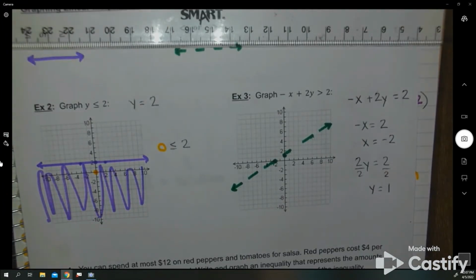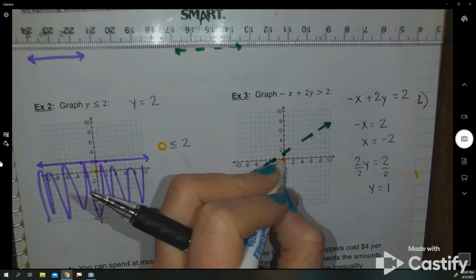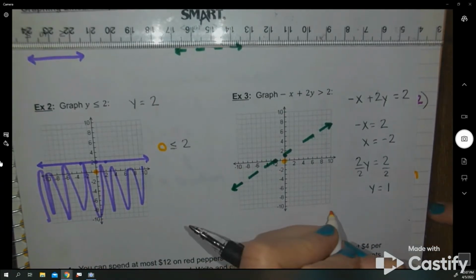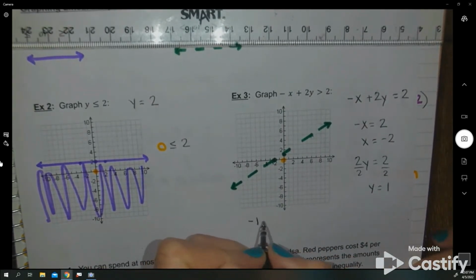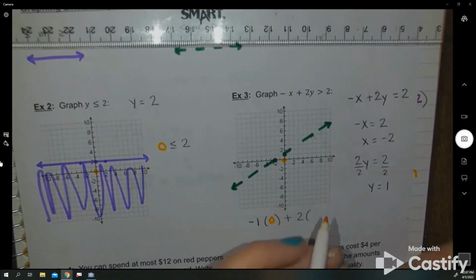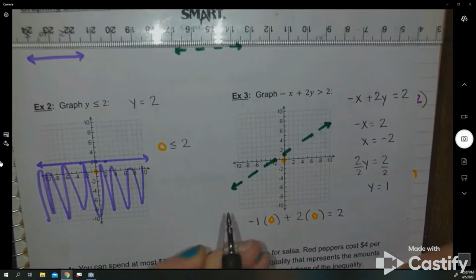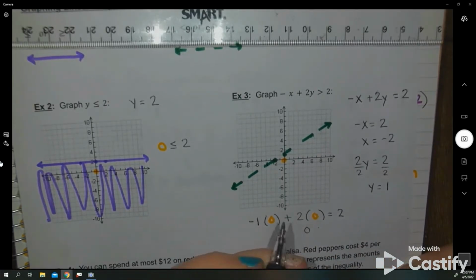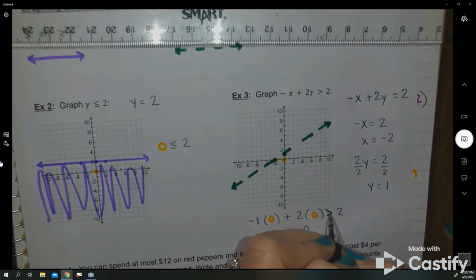So I'm going to test 0, 0 because it's not on the line. If it was on the line, I'd have to choose a different point. So I'm testing 0, 0. So I have 0 for x. So negative 1 times 0 plus 2 times 0 is greater than 2. All right, so 0 plus 0 is 0. Oops, I have to use my inequality symbol in this order. Not the equals. There we go.